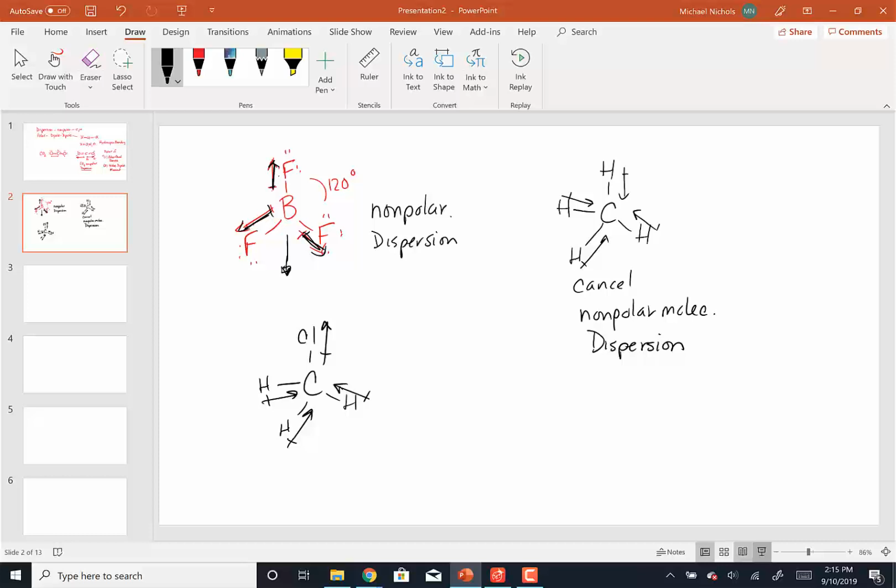The bond dipole would look something like this, where this part of the molecule would be delta minus, and around the hydrogens it would be delta plus. So this would be what we would consider to be a polar molecule, and it would undergo dipole-dipole forces. We could go a little bit further.